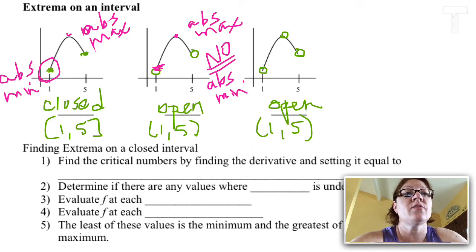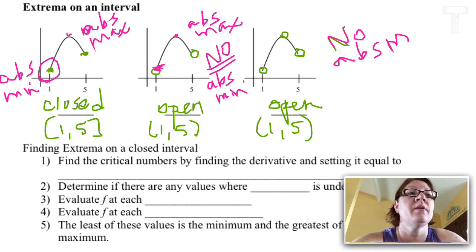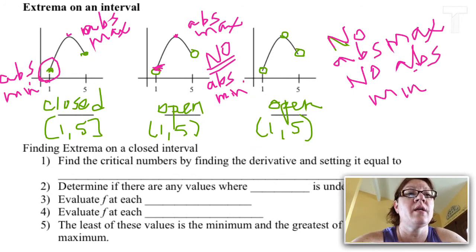And then, oh, also on this last graph, I want an open circle at the top of the vertex. So this one has no absolute max or min because it's open at the highest point and open at the lowest point.